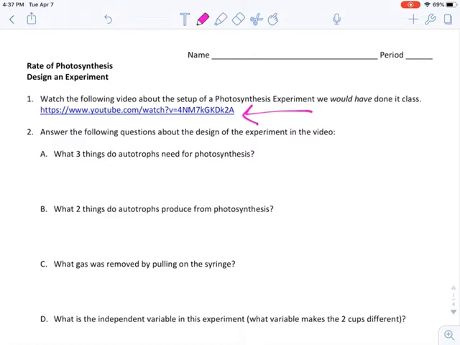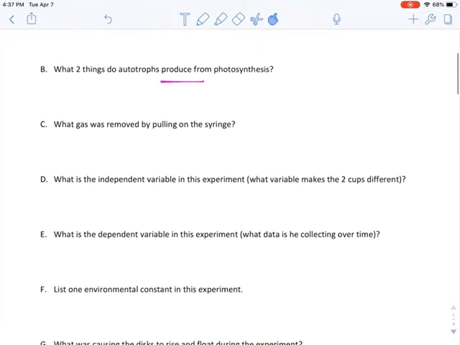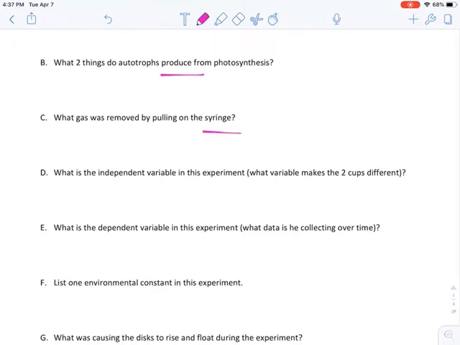While you are watching the experiment, I put together some questions for you about what's going on in the experiment, and then just some review questions about design. So you're just reviewing, what do plants need and what do plants make. You're going to look at some of the equipment that they intend to use in this experiment. One of them is a syringe, so you'll understand hopefully the purpose of that syringe.